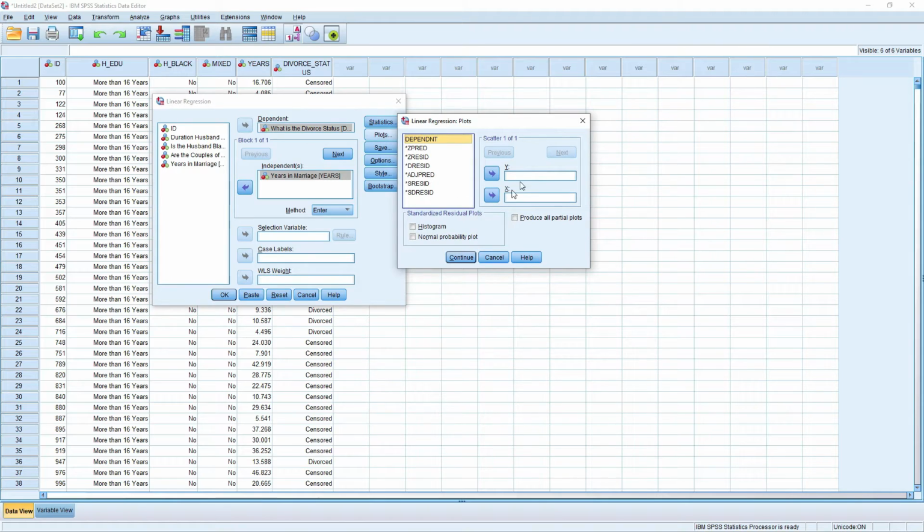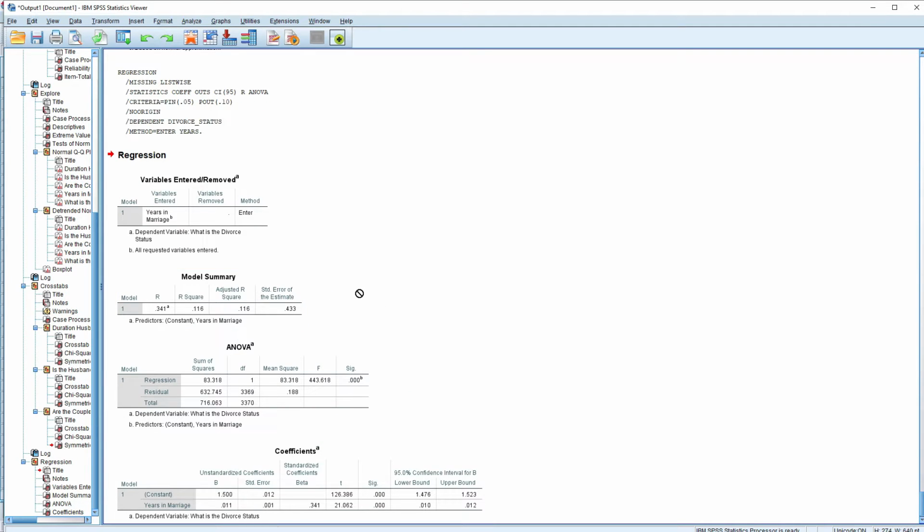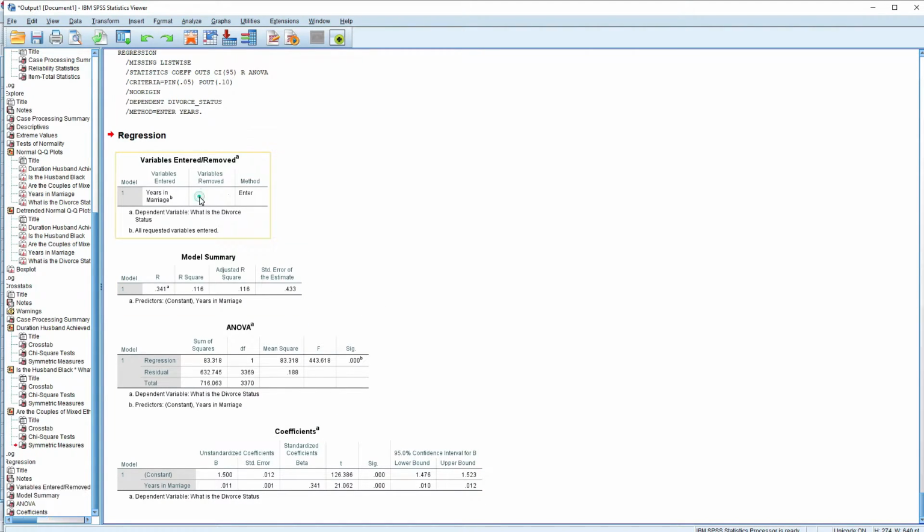Continue to the plots if we have to plot any. For now, I don't have to plot any. So I'm going to click OK and wait for the SPSS to conduct the analysis. Therefore, we tested the years in marriage, while the dependent variable was the divorce status, as indicated in this table. So the R square value is 0.116, indicating that this is 11.6%. Therefore, the number of years in marriage explains the divorce status by 11.6%.